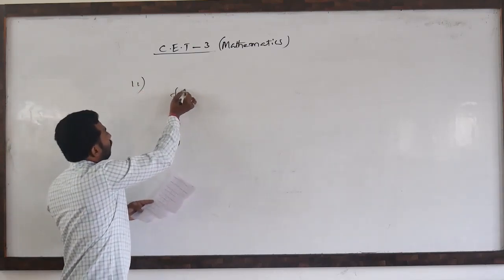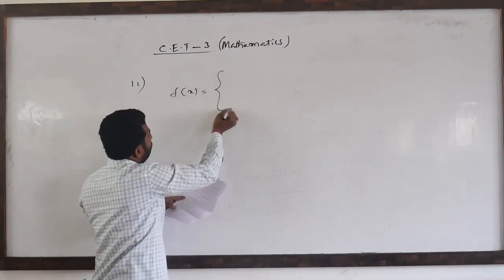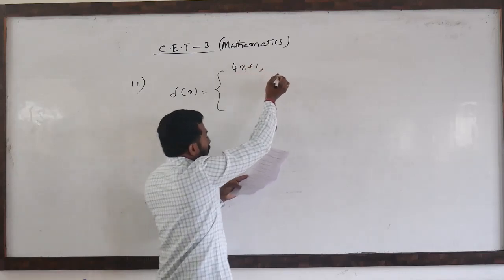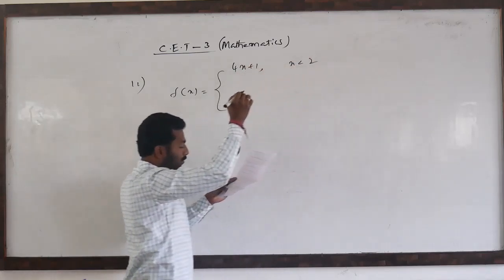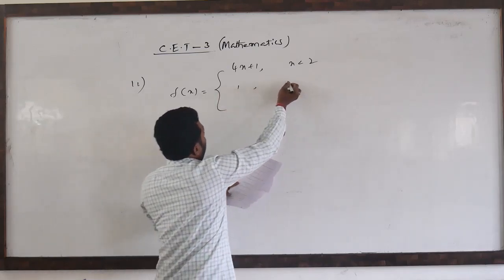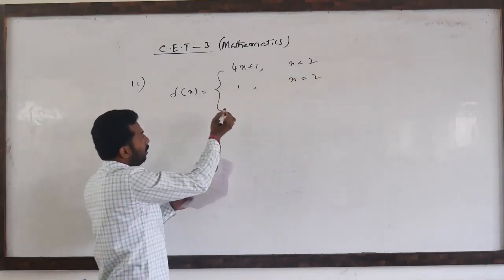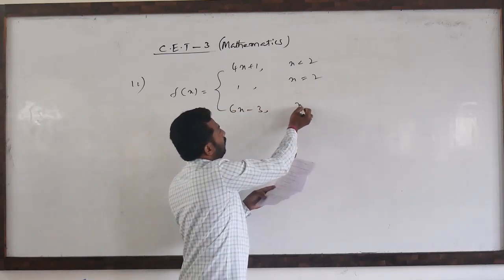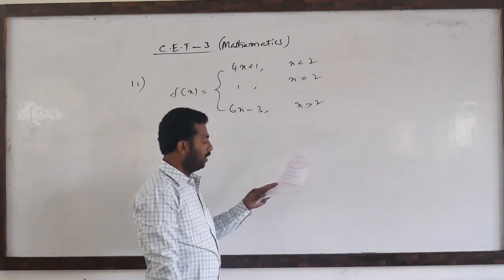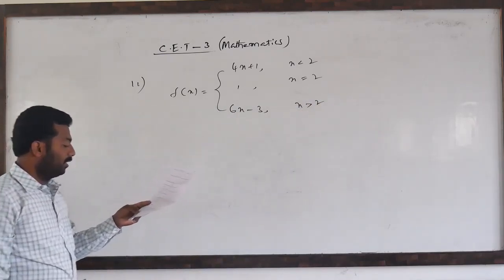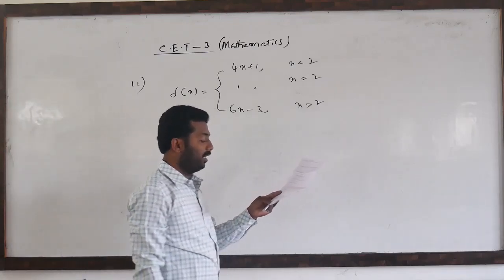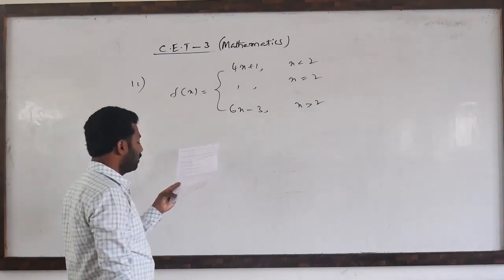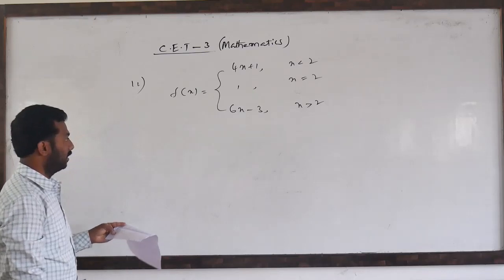How is f of x defined? f of x equal to 4x plus 1 whenever x is less than 2, its value is 1 whenever x equal to 2, and 6x minus 3 whenever x is more than 2. Then four options you observe. First option, f of x is continuous at x equal to 2. Second option, discontinuous. Third option, limit x tends to 2 f of x does not exist. Fourth, limit x tends to 2 f of x exists. Like that, questions they are asking.